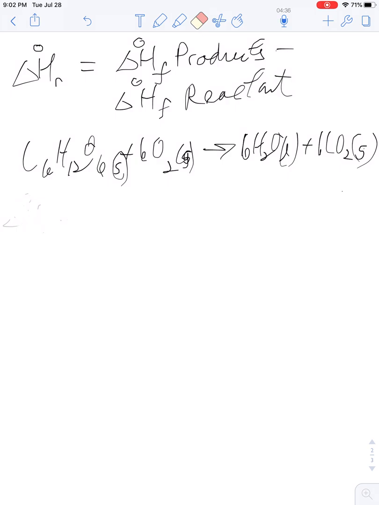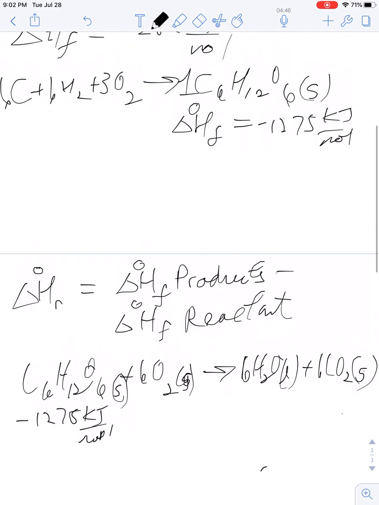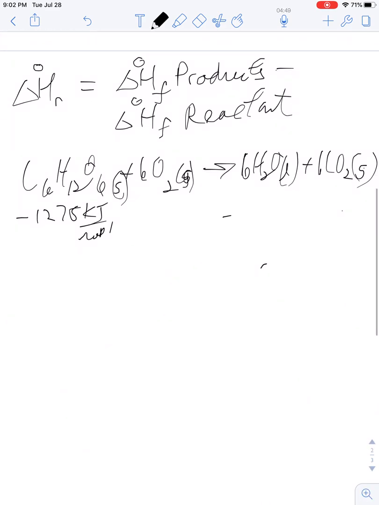So what I usually do is I write the delta H formations below each substance. Okay. Liquid water was negative 286. So we have to look up carbon dioxide gas. CO2 gas is negative 394. These are all in kilojoules per mole. And then what's the delta H of formation of oxygen gas? Well, oxygen is an element, and it's in its most common state, so 0.